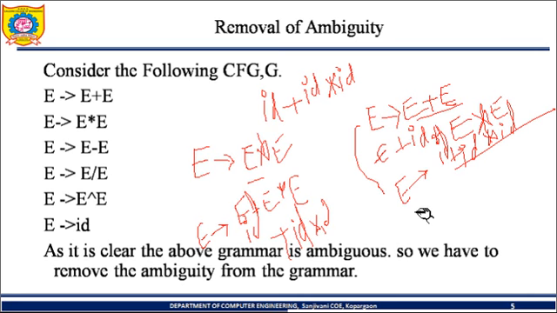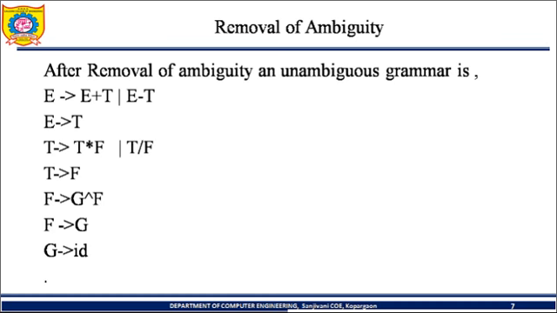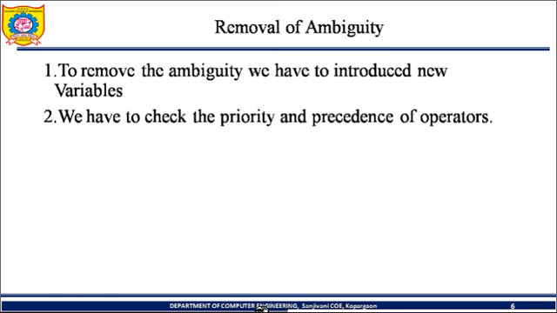Then how do we remove the ambiguity from the above grammar? For that, we have to introduce some new variables, as well as check the priority and precedence of the given operators. So the given grammar is this one.